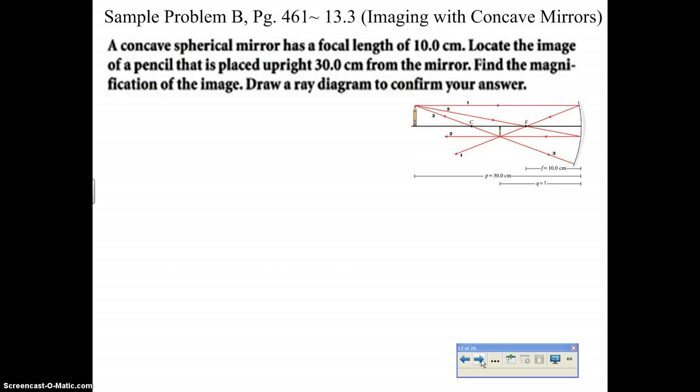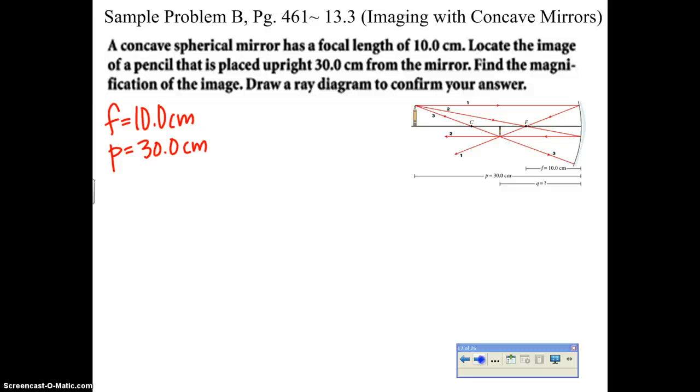Sample problem B. A concave spherical mirror has a focal length, so that would be an F, of 10.0 centimeters. Locate the image of a pencil that is placed upright, 30.0 centimeters from the mirror, so that's our p. Find the magnification of the image and draw a ray diagram to confirm your answers.